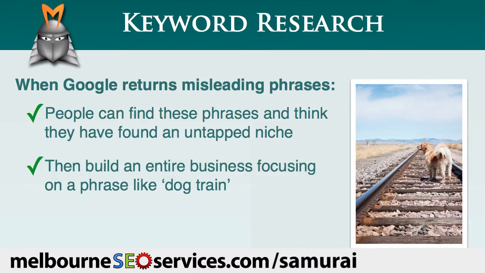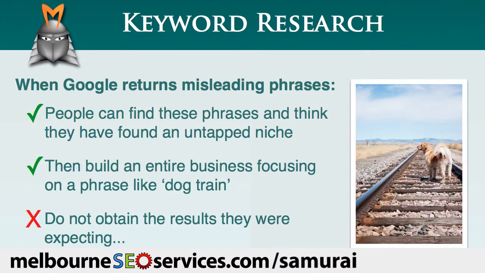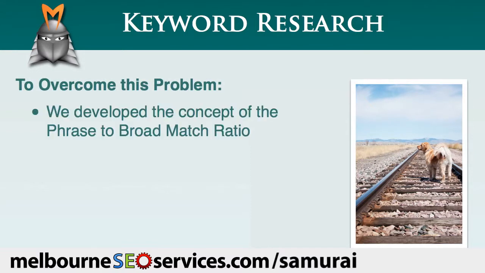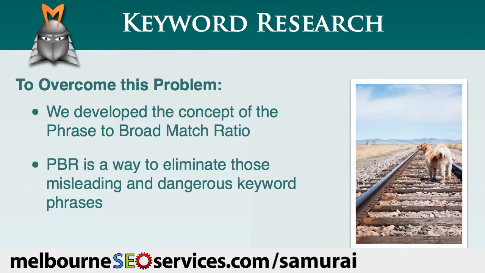They then build an entire business focusing on a phrase like dog train, only to find that they do not obtain the results they were expecting because very few people are actually typing dog train into the search engines. To overcome this problem, we developed the concept of the phrase to broad match ratio. In a future video, we'll go into the detail of how PBR is calculated, but for now, the important thing to understand is that PBR is a way to eliminate those misleading and dangerous keyword phrases that Google can sometimes return.